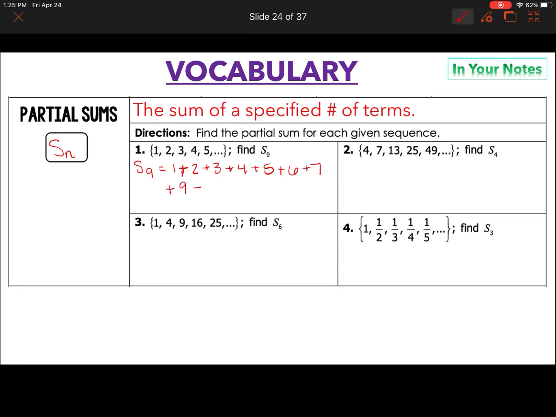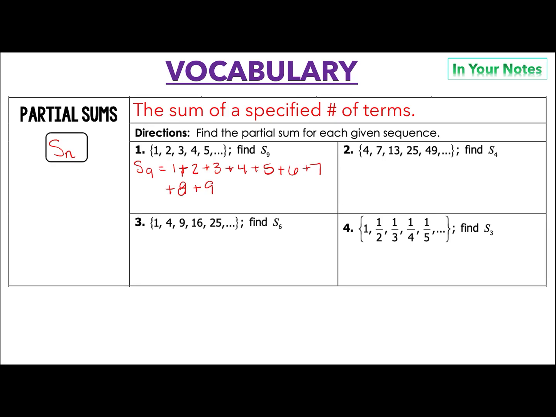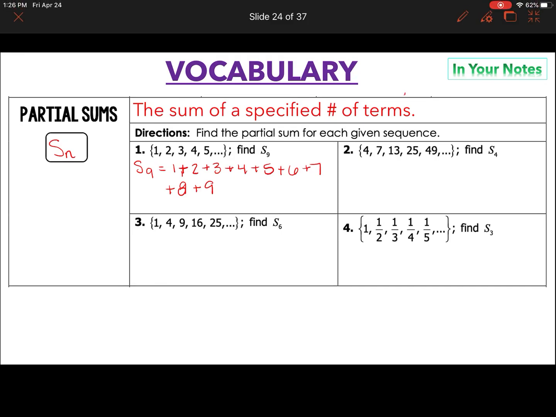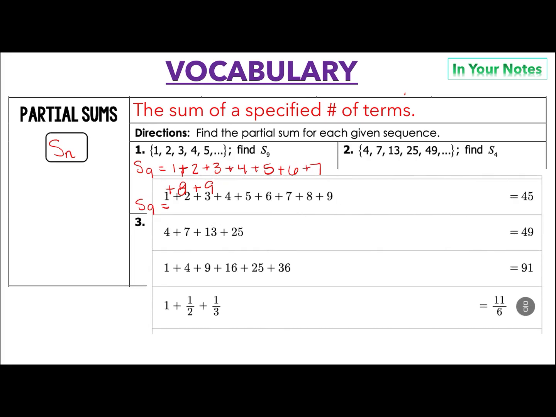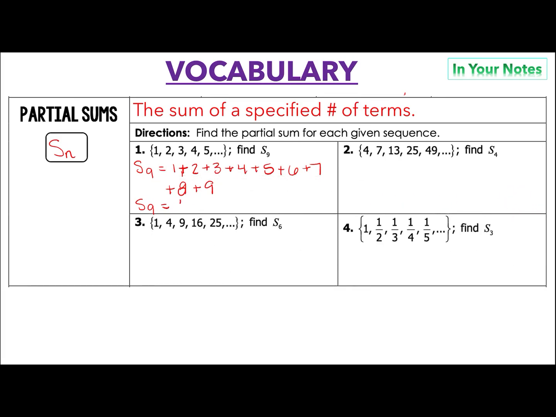Oops, give me a second, guys. I'm so sorry. So plus 7, this should say plus 8, and then plus 9. There we go. So let's see if we're adding 9 terms. And we are adding 9 terms, 1, 2, 3, 4, 5, 6, 7, 8, 9. And when we add all those together, I use my scientific calculator, and you can look right here. So when we add those together, we get 45. So therefore, S sub 9 is equal to 45.